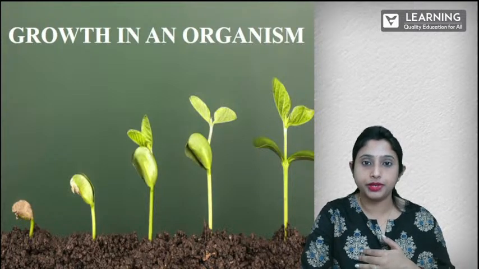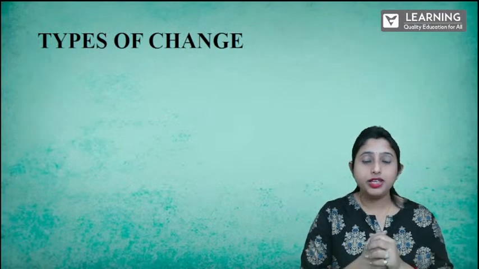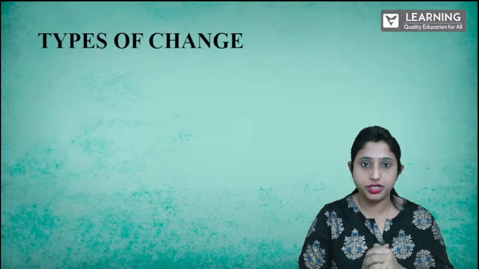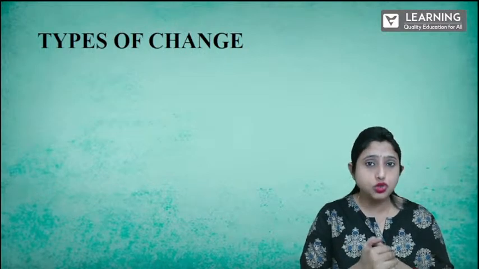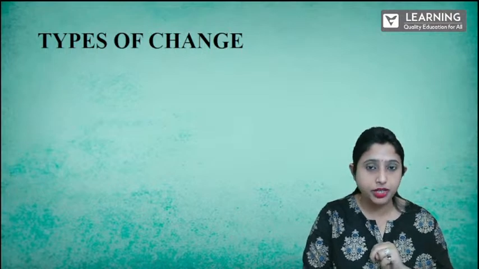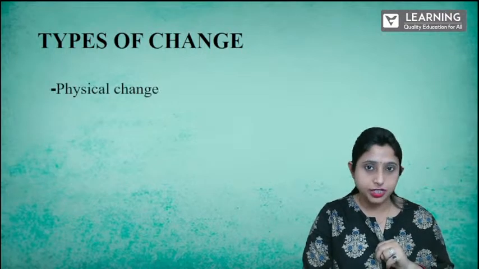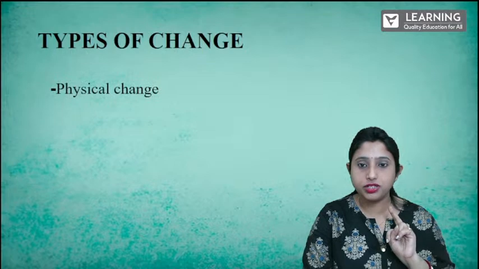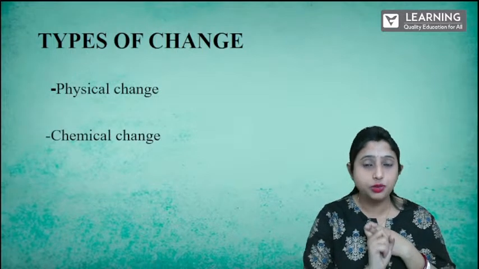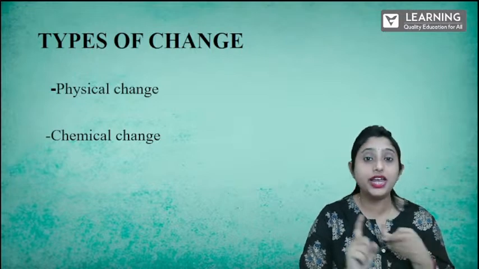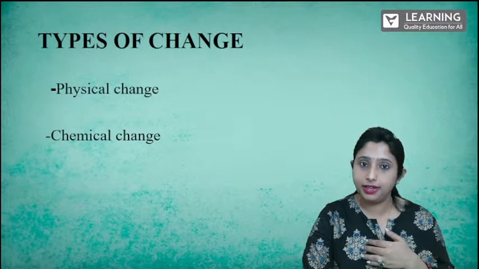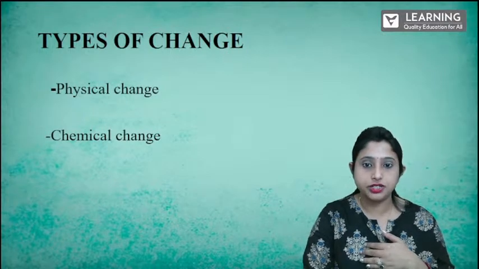Clear? Okay. Now, as we have seen, there are a few examples and the meaning of change, right? Now, what are the two types of change? The two types of change are physical change and chemical change. Clear? So basically, you will be studying physical change and chemical change. Today, we will be learning in detail about physical change.